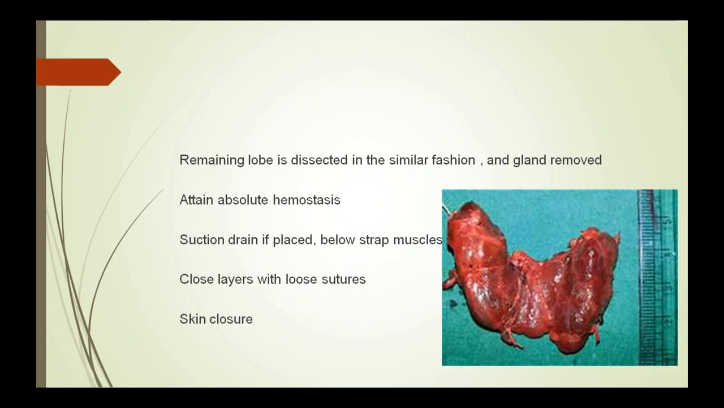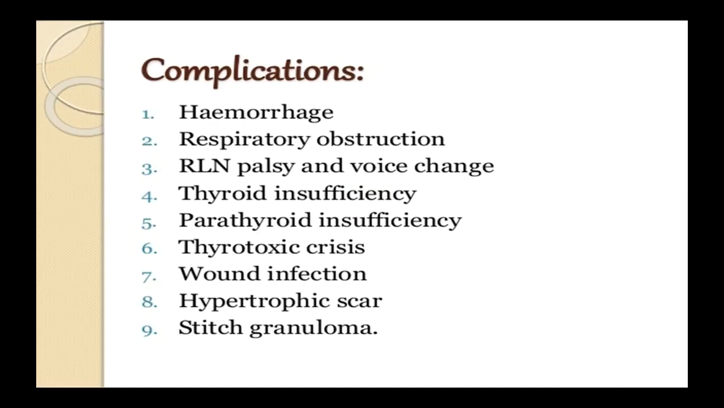This was about one lobe. The remaining lobe is dissected in a similar fashion, and the gland with the isthmus is removed. Absolute hemostasis is attained. A suction drain can be placed below the strap muscles, and it is closed in layers. So that's about the thyroidectomy.